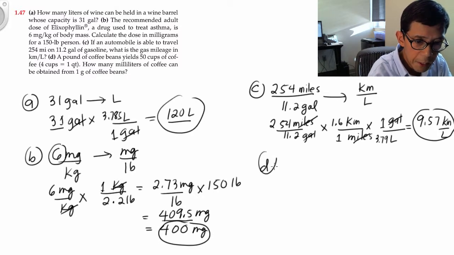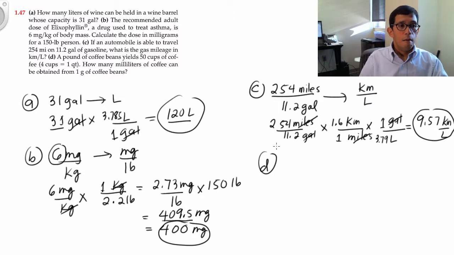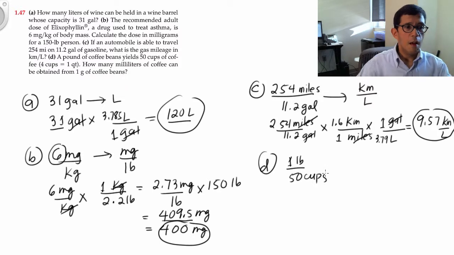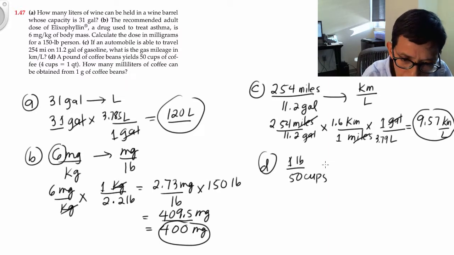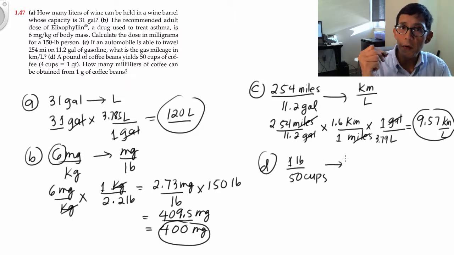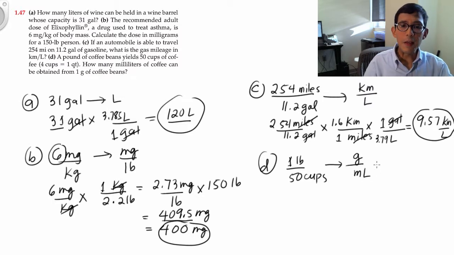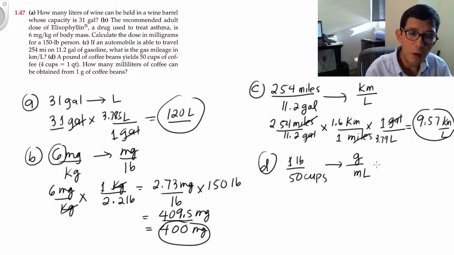And lastly, a pound of beans yields 50 cups of coffee. So 1 pound yields 50 cups. How many milliliters of coffee can be obtained from 1 gram of coffee beans? In other words, we need to convert a pound per 50 cups to grams per milliliters. So that will be our conversion. Okay, so let's do this.